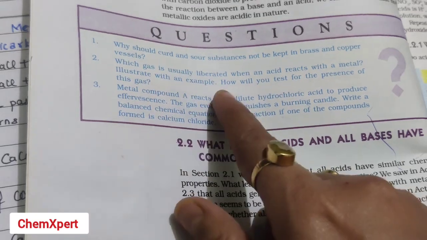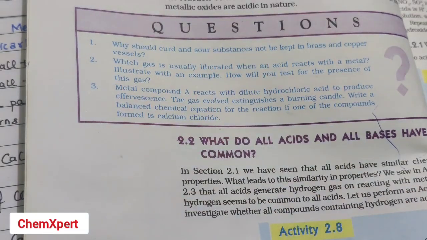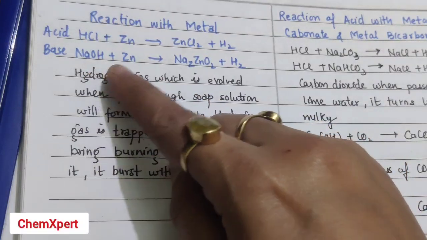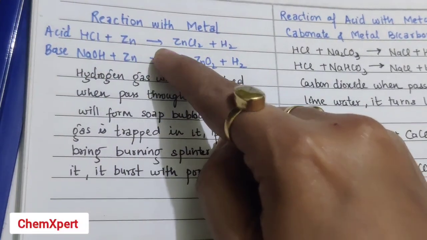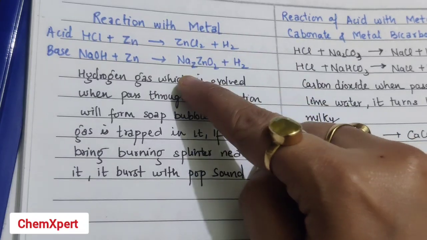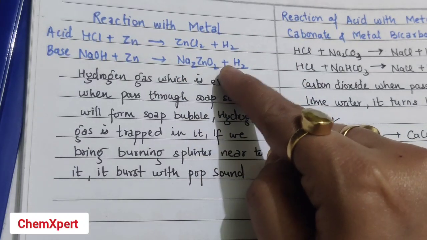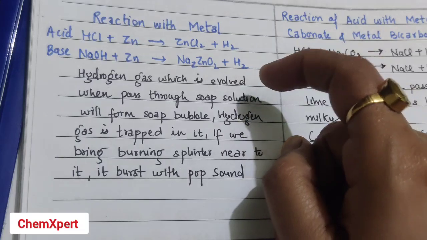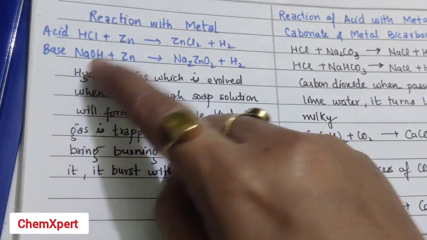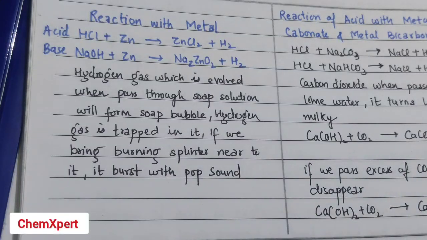So when it is passed through soap solution, it forms a soap bubble in which hydrogen gas is trapped, and when we bring a burning splinter near to it, it bursts with a pop sound. And sometimes in CBSE the question is framed like this: NaOH plus Zn, a fill in the blank. It forms Na2ZnO2, that is sodium zincate, and hydrogen gas is released here. So you can balance it like twice NaOH and the rest will remain the same.